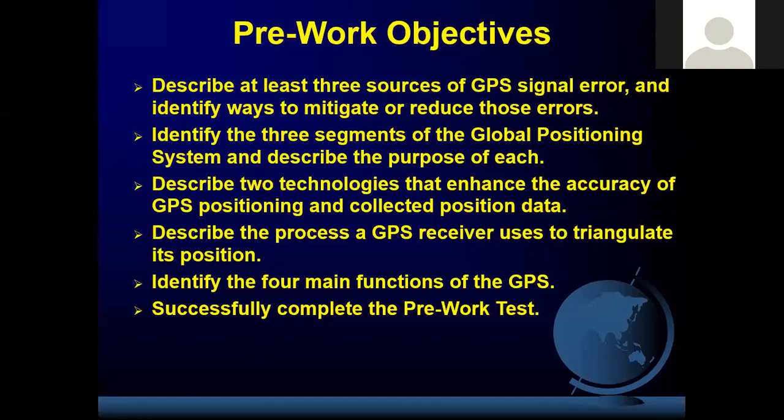Okay, let's start. We should be able to describe at least 3 sources of GPS errors, identify 3 segments of the global positioning system, describe technologies that enhance accuracy of GPS positioning, and collect position data. Describe the process a GPS receiver uses to triangulate its position, and identify some functions of GPS. Is that okay? And basically, that's that.